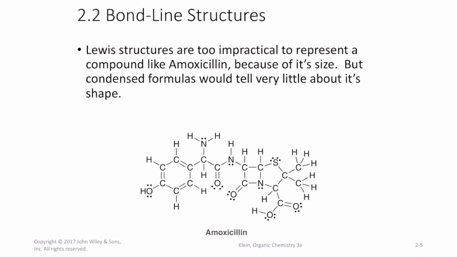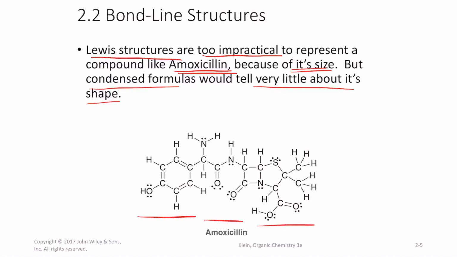Now, the other common form of structure is Lewis structure. It's too impractical to represent molecules using Lewis structure because of the size of the molecule. For example, take a large molecule like amoxicillin, which is a common antibiotic. Condensed formulas would tell us very little about its shape, but drawing a Lewis structure will make it so large that it becomes incomprehensible.